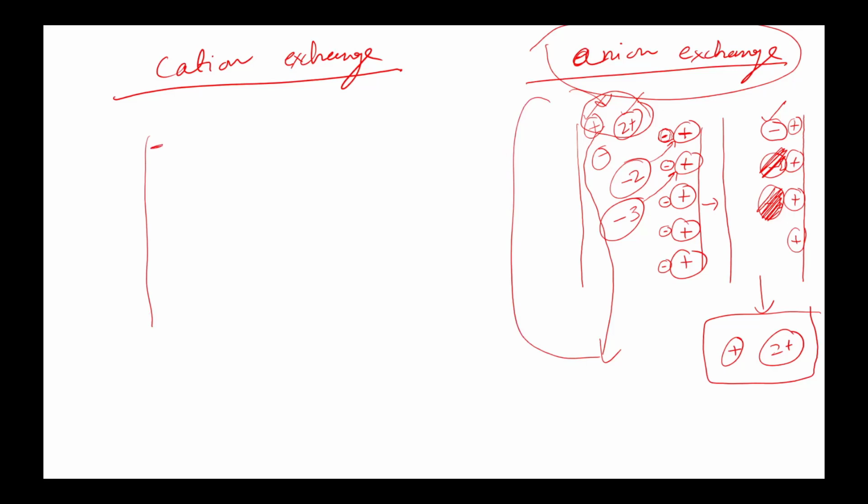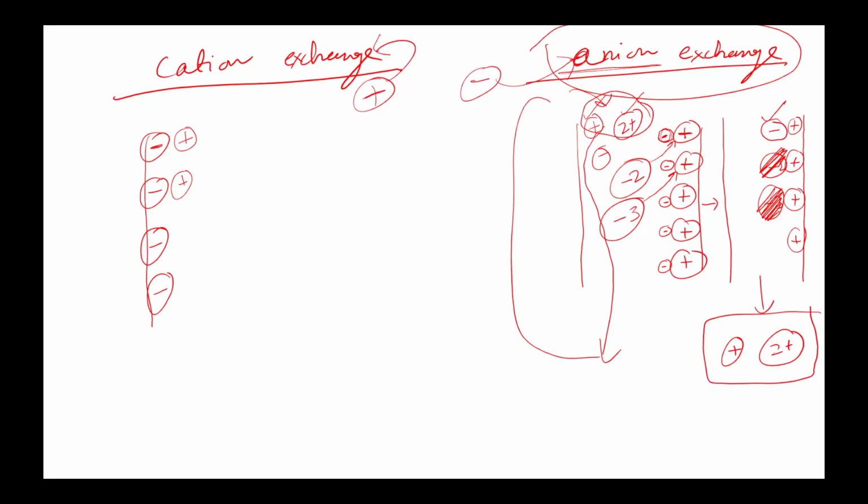There the matrix is negatively charged and the exchange of cations takes place, so the positively charged protein is bound to the matrix. So if you want to purify a negatively charged protein, that means you have to use anion exchange. If the protein is positively charged, that means you have to use cation exchange. That is the only basic logic here.